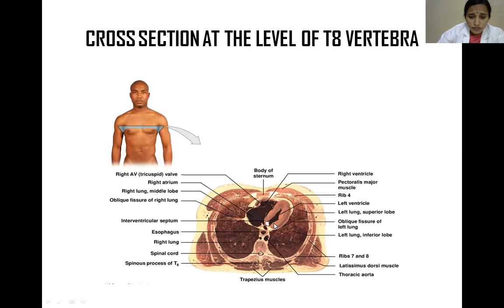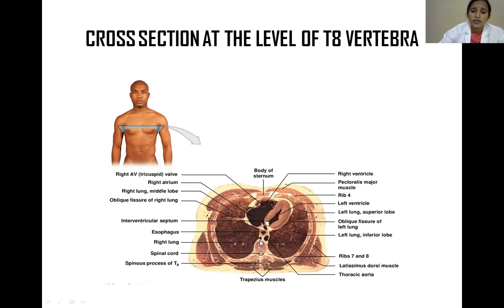Okay, and just behind the heart, you are going to see the tubular structure, that is the esophagus, and behind that you are going to see the descending thoracic aorta. So this is the descending thoracic aorta. Okay. So how to read a section? This is a cross section at the level of the T8 vertebra.